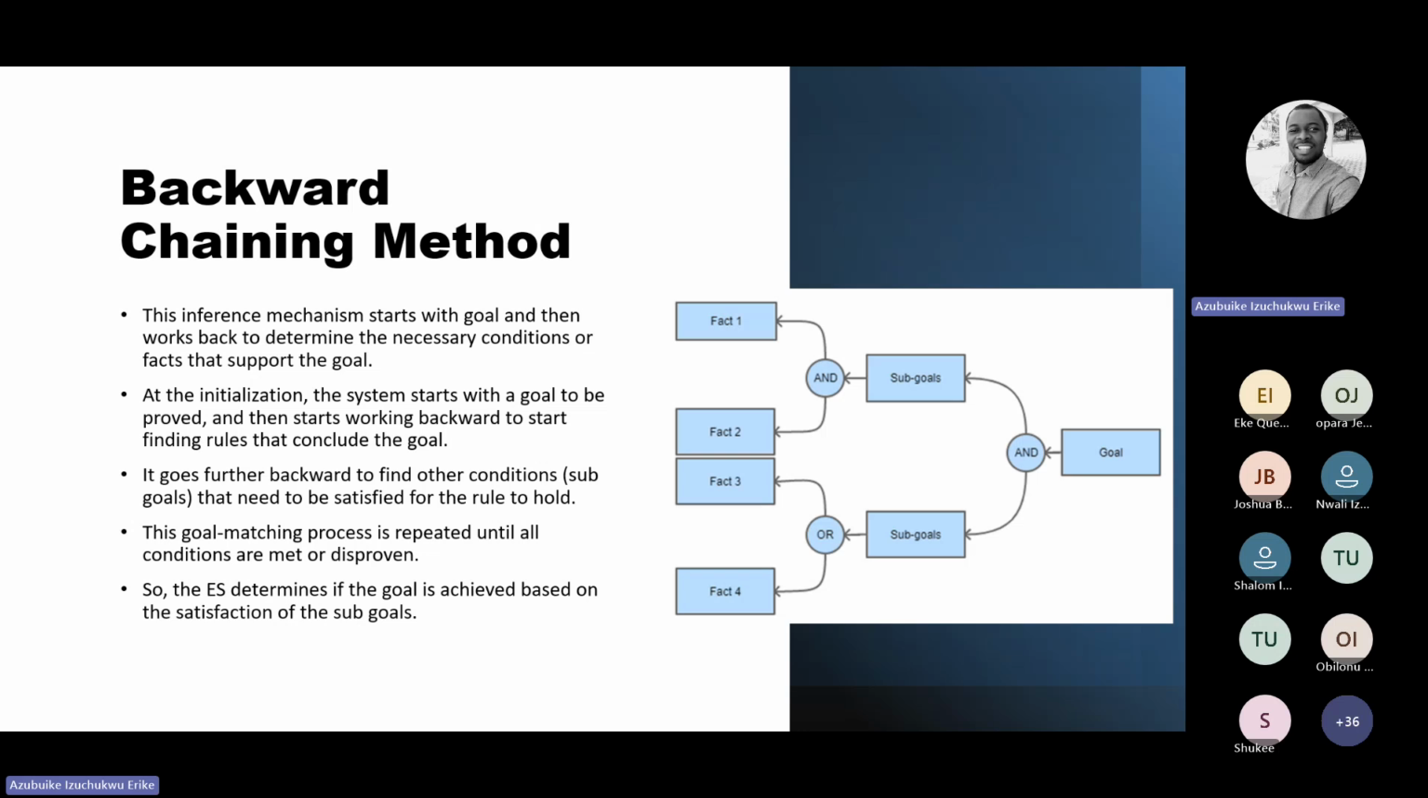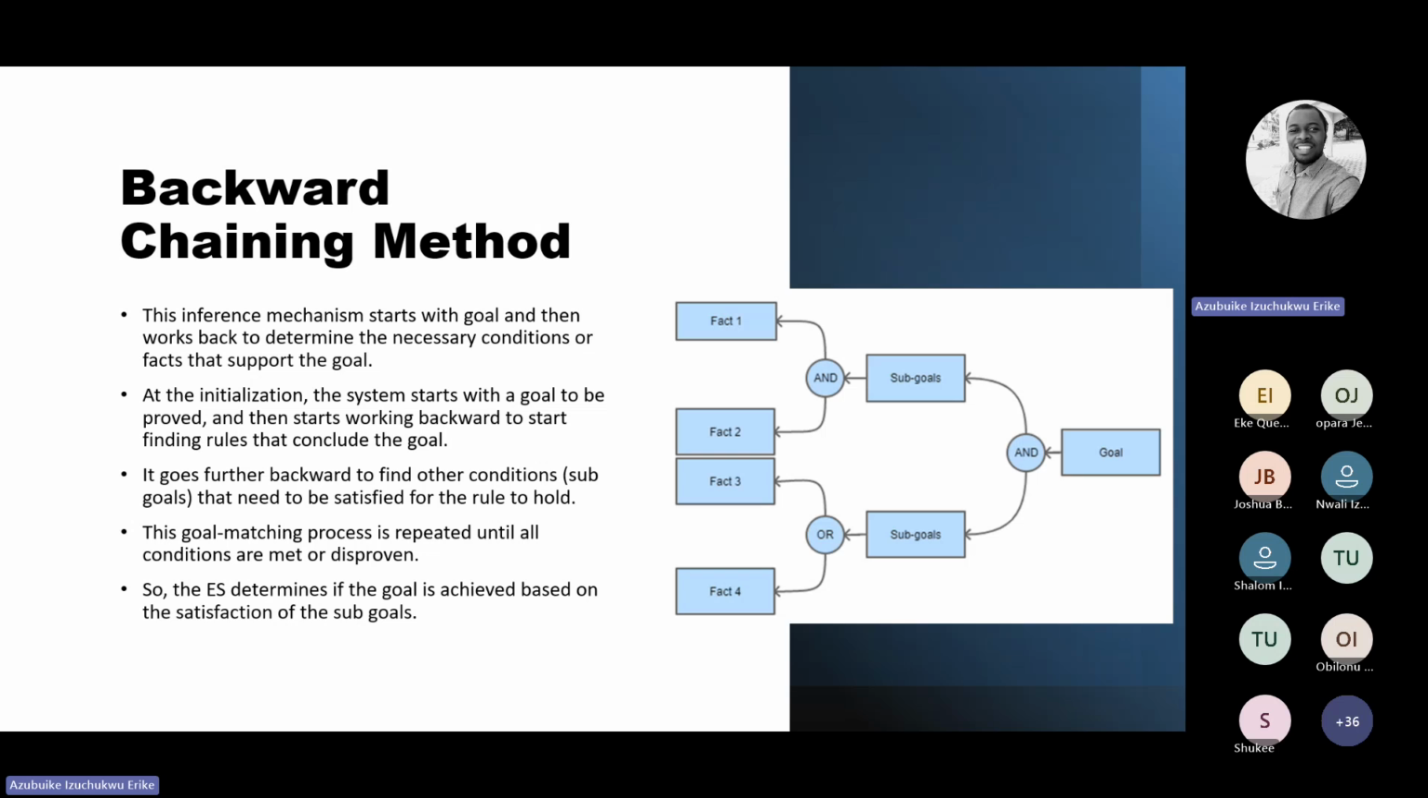Okay. So at initialization, the system starts with a goal to be proved, and then works back to find rules that conclude the goal. It goes further backward to find other conditions or sub-goals that need to be satisfied for the rule to hold. The goal matching process is repeated until the conditions are met or disproven. So the expert system determines if the goal is achieved based on the satisfaction of the sub-goals.